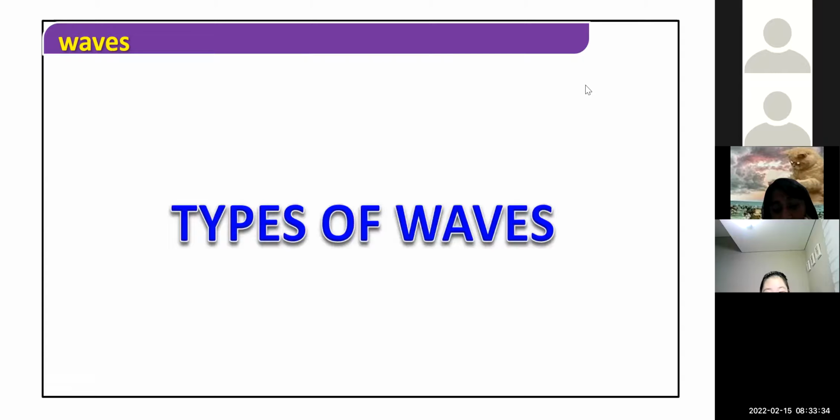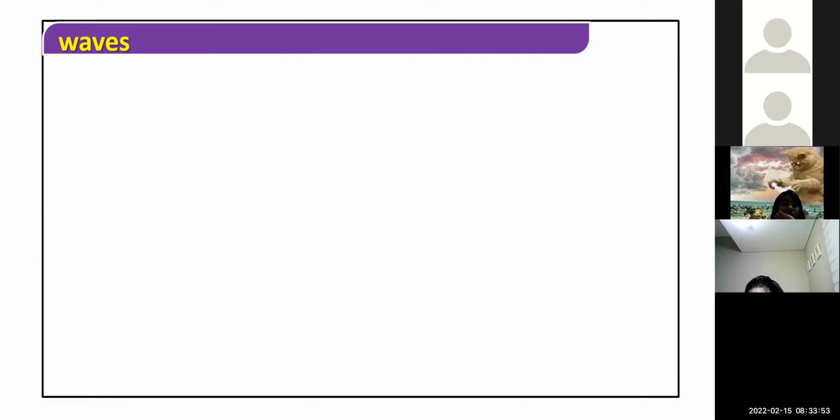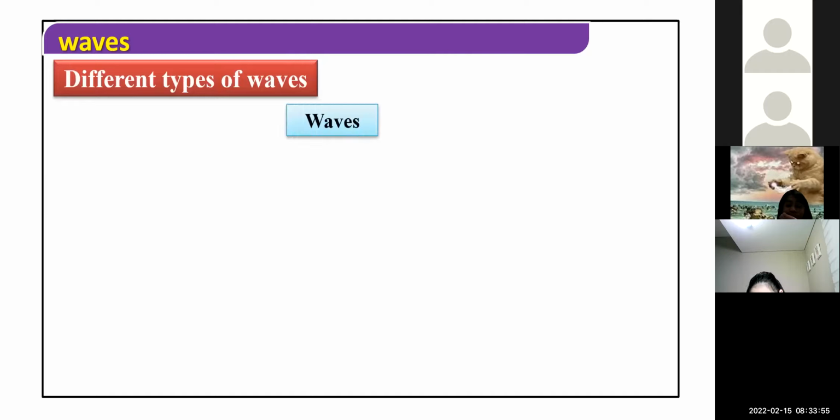Now, children, let us move to the next point here. This is another important part, and this one is types of waves. This entire chapter is based on waves, but how many types of waves are there? Now you can see, children, here on the screen, we have many different types of waves.